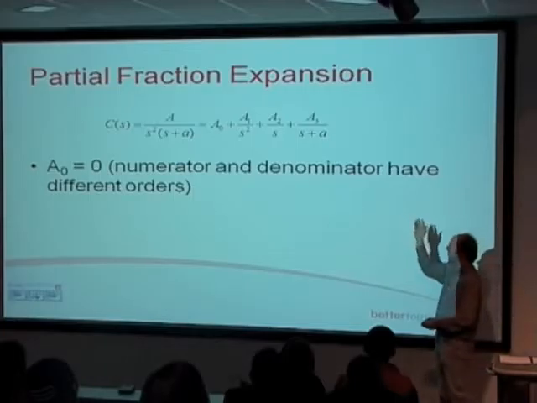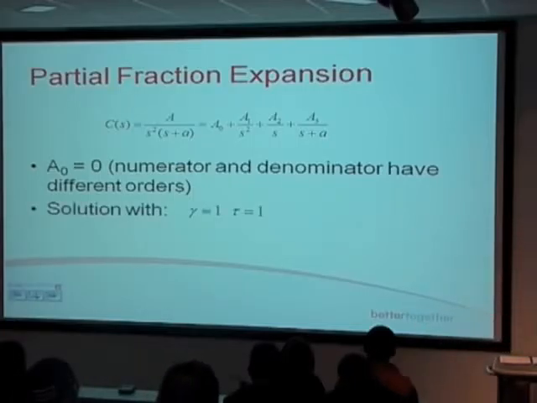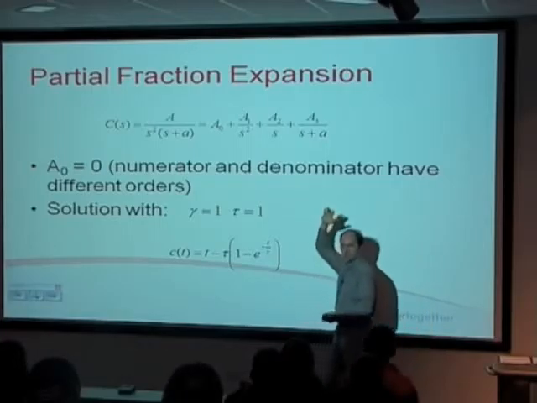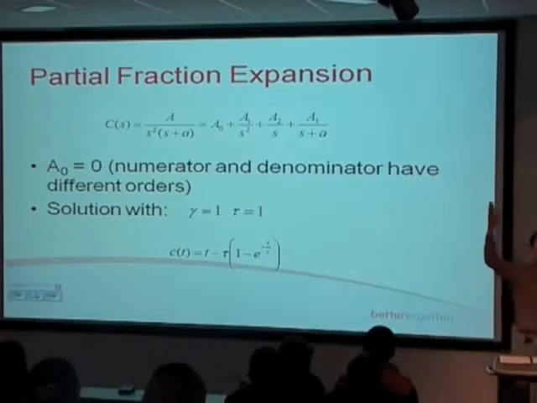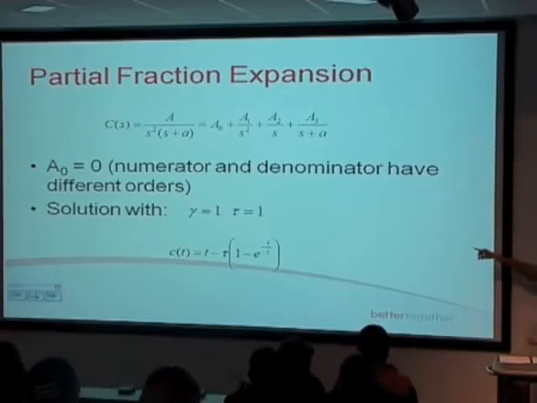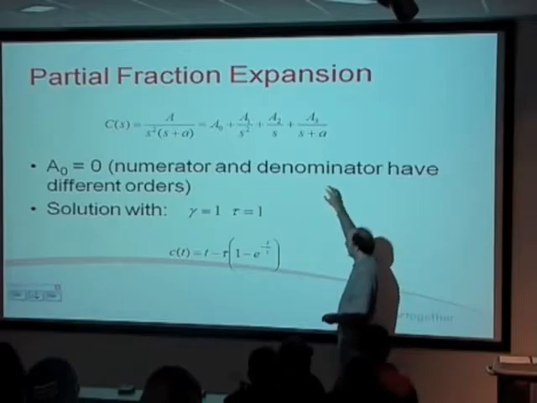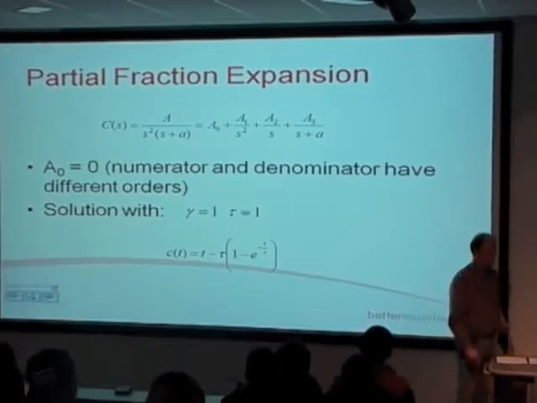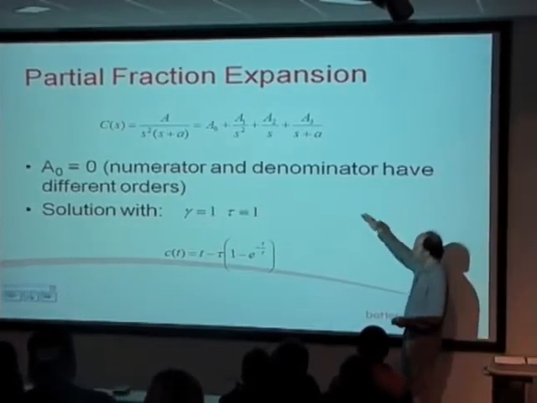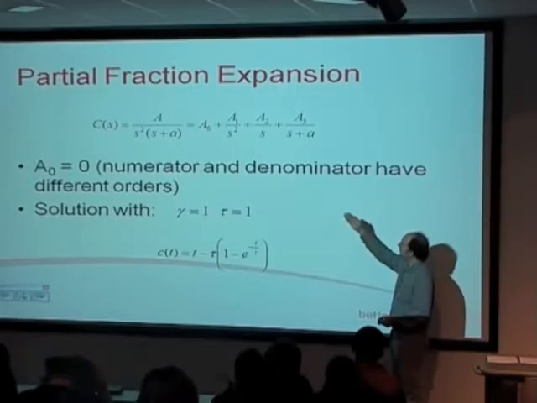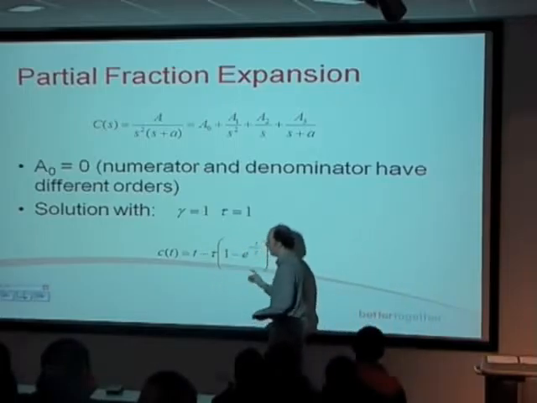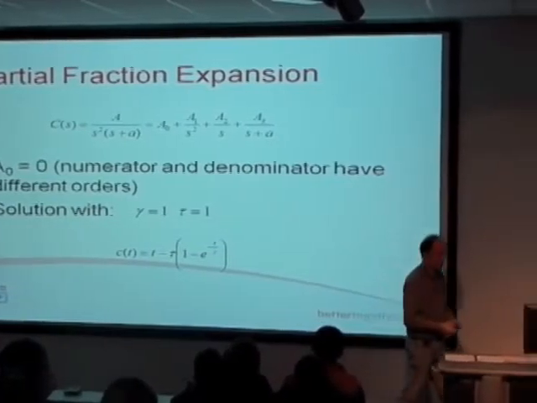So we've got 3 terms. A naught is 0, different orders. And the solution with gamma equals 1 and tau equals 1 is that you end up getting this as our form. Like I said, I've missed out the maths. If you're particularly bored one day and you want to work it out for yourself, you can do so, but I've gone straight to the solution here because once you get it into that form, you can then go straight from that to our tables. And so for a unit ramp and our first-order system, you end up with this form as your time response.